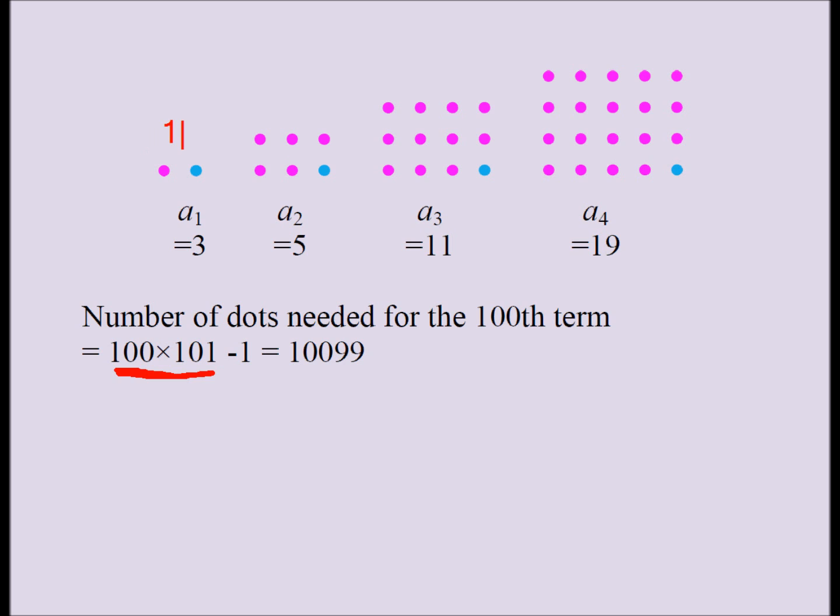It's 1 by 2. This one is 2 by 3. Just the array. This one is 3 by 4, and this one is 4 by 5. So the 100th one should be 100 times 101. But these arrays include the blue dot, which you have to subtract, minus 1, and your answer should be 10,099. That's the answer to part A.